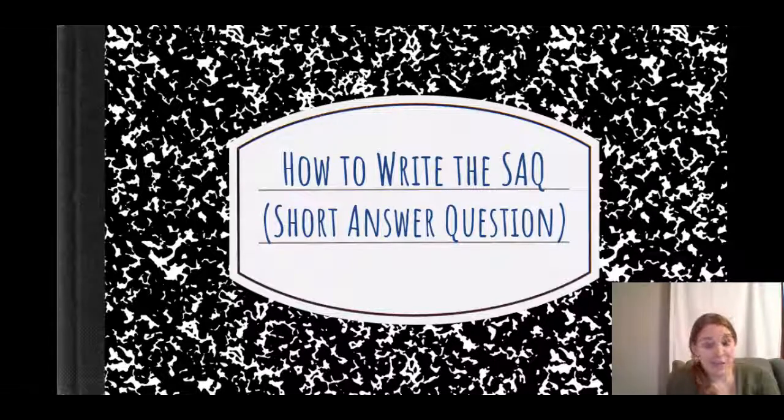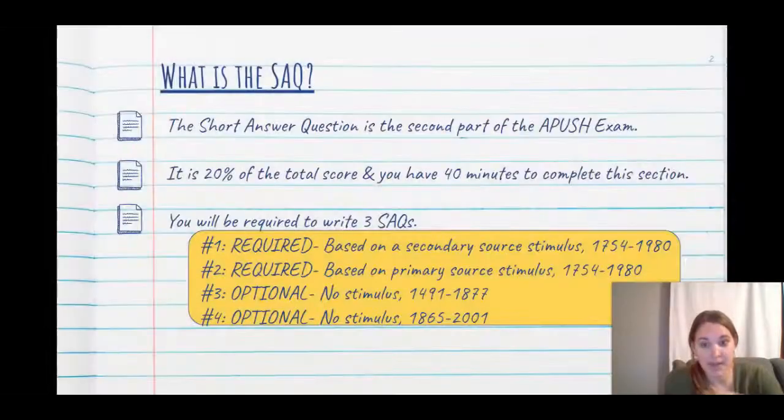I'm going to try to make this quick and easy because this really is one of the easier parts of the exam, so I don't want to overcomplicate things. Quick note, I do grade the AP exams and I have graded the short answer questions. So I've really graded thousands and thousands of these, and hopefully I can just make this real easy for you to know what you have to do in order to pass this section of the exam.